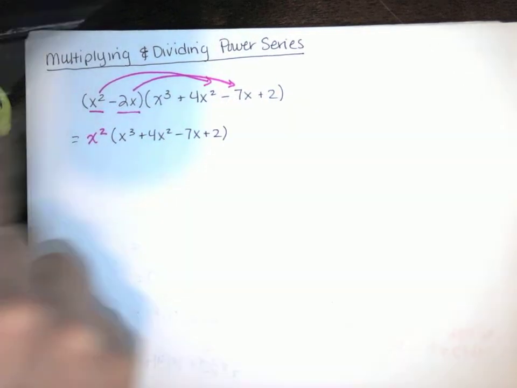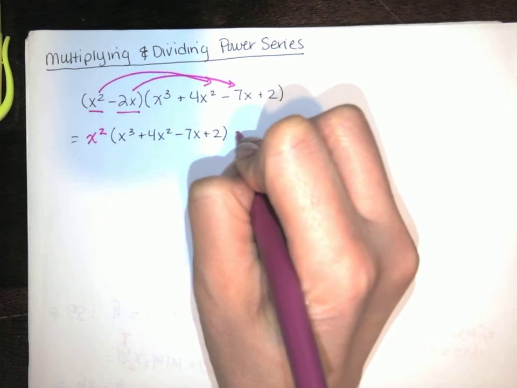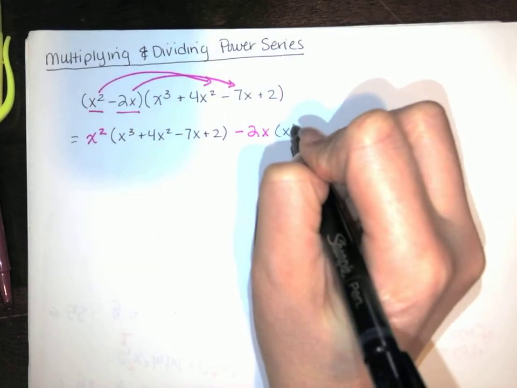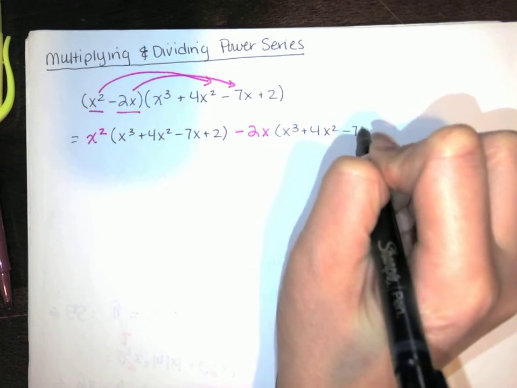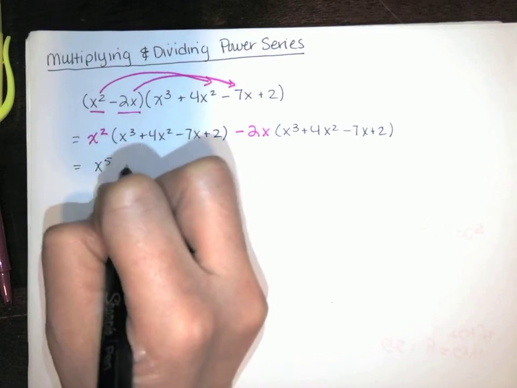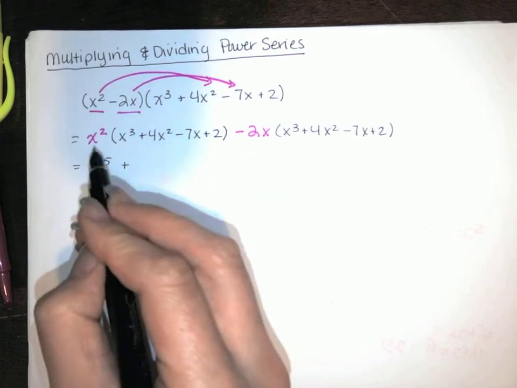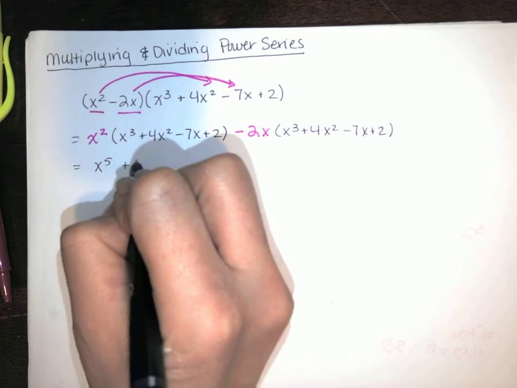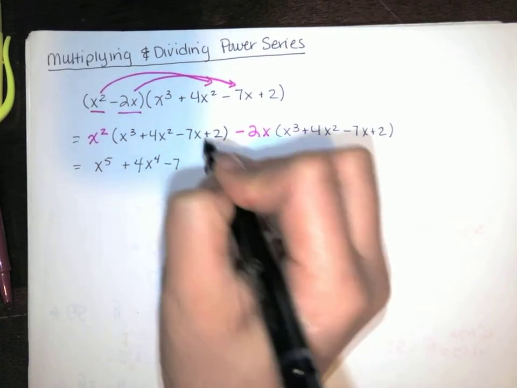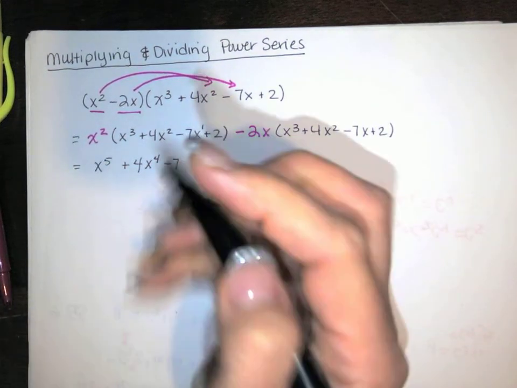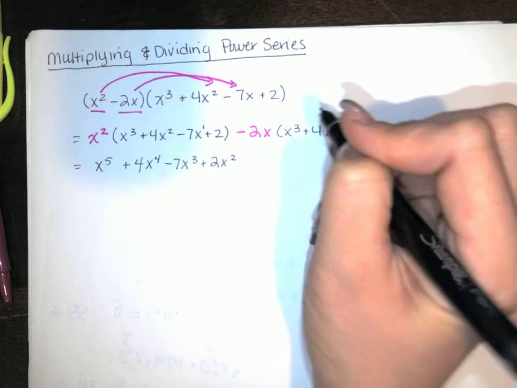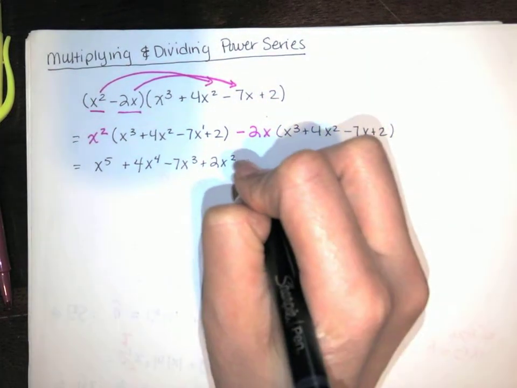So we'll have x squared times this entire polynomial. It's called distribution. And then we'll have minus 2x times that entire polynomial. And then we'll distribute the x squared. We're adding the exponents. X squared times x cubed is x to the 5th. Bring the coefficient down. X squared times x squared is x to the 4th. Bring the 7 down. X squared times x to the 1st. Add the exponents. That's x cubed. And then 2 times x squared is 2x squared. Then you distribute the 2x to all of these guys as well.